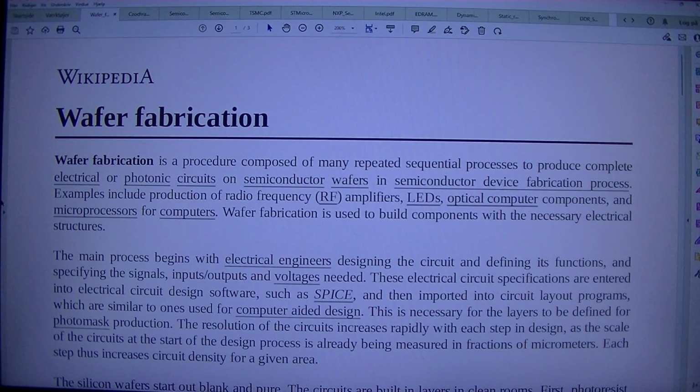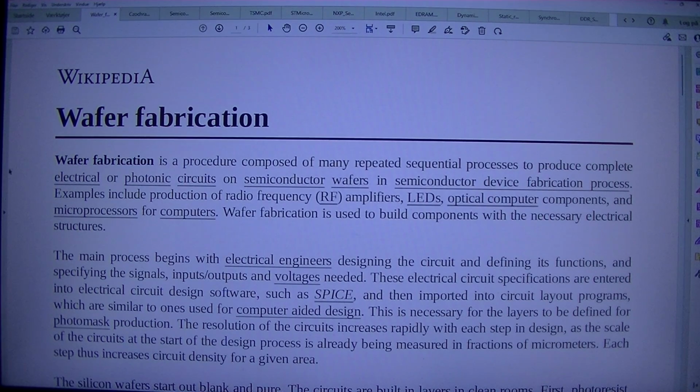Wafer fabrication. Wafer fabrication is a procedure composed of many repeated sequential processes to produce complete electrical or photonic circuits on semiconductor wafers in the semiconductor device fabrication process. Examples include production of radio frequency, RF, amplifiers, LEDs, optical computer components, and microprocessors for computers. Wafer fabrication is used to build components with the necessary electrical structures.